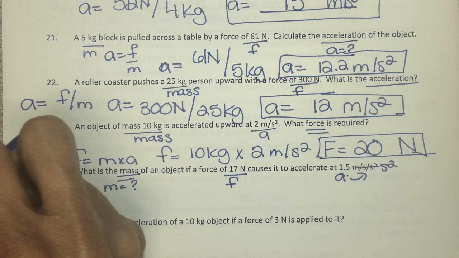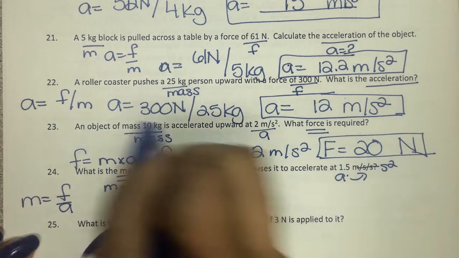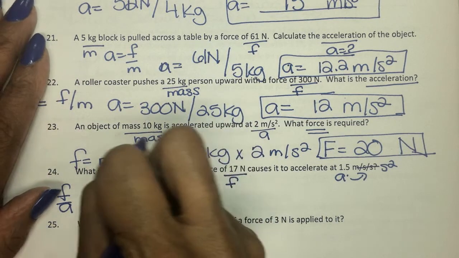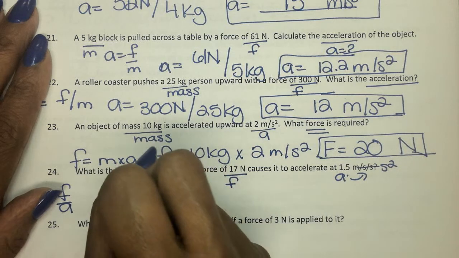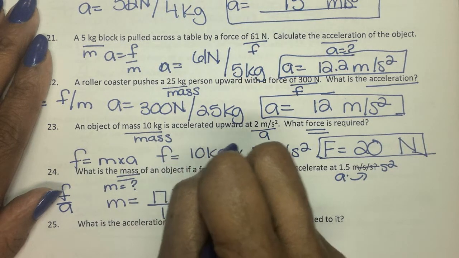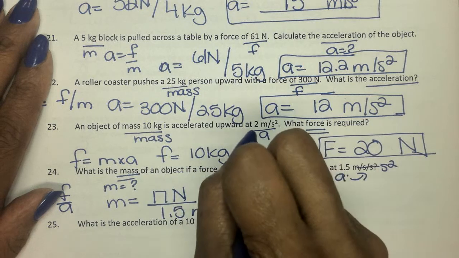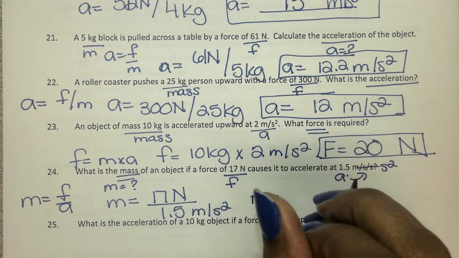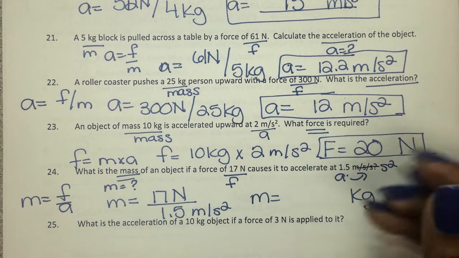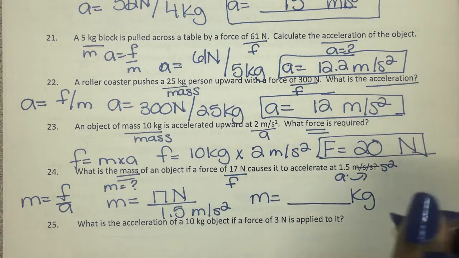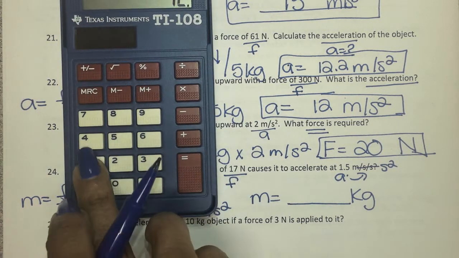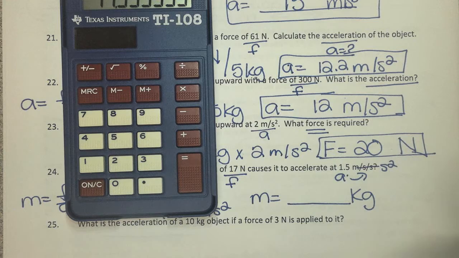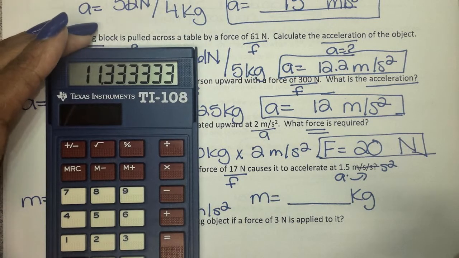So I write my formula. Mass is force divided by acceleration. So I plug in my information. Mass is equal to my force, 17 newtons, divided by acceleration, 1.5 meters per second square. Mass is always in kilograms. Okay? So, 17 divided by 1.5, that gives me 11.33 kilograms.